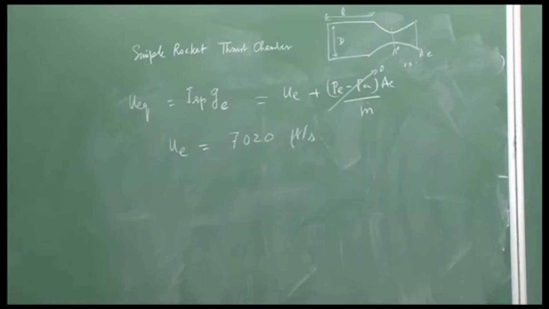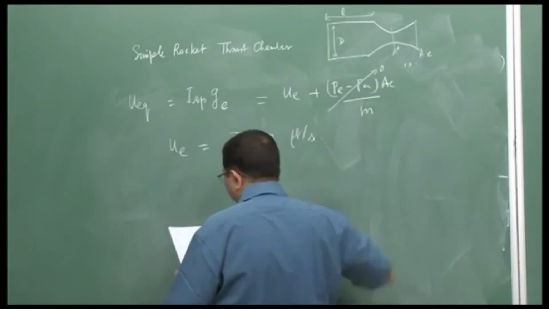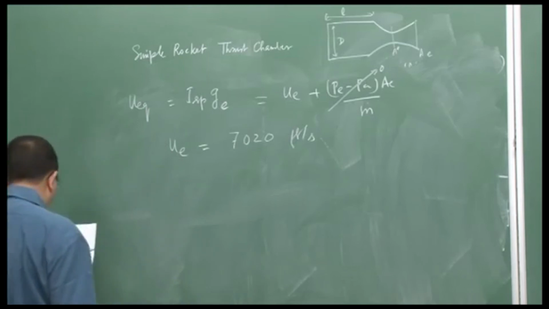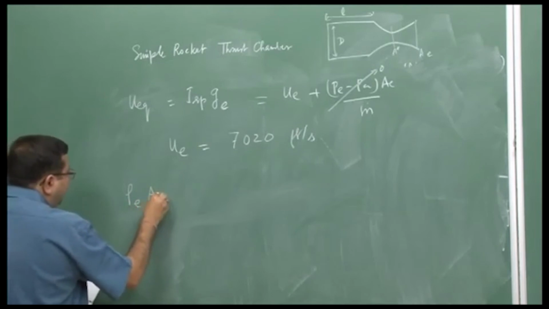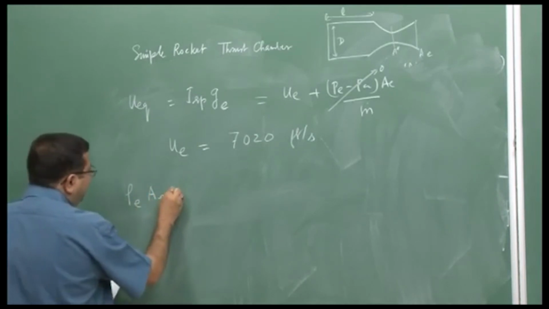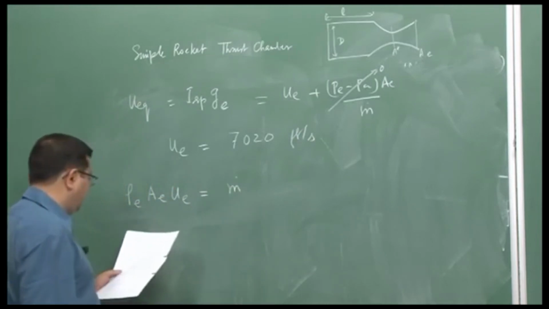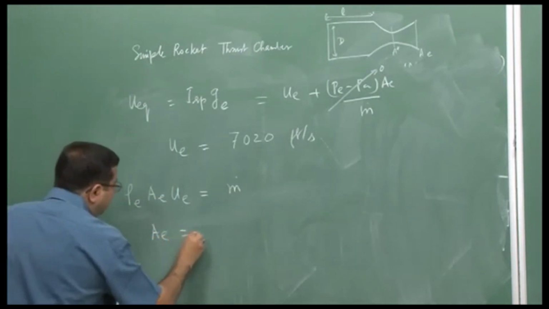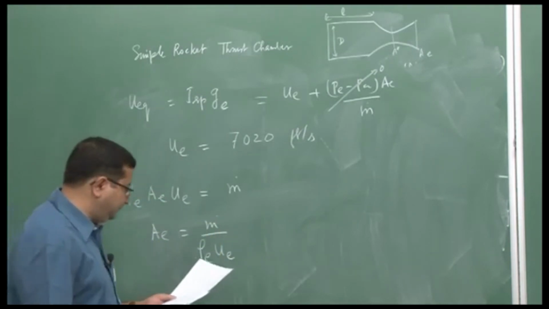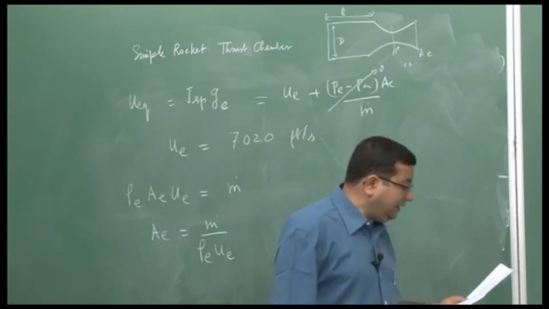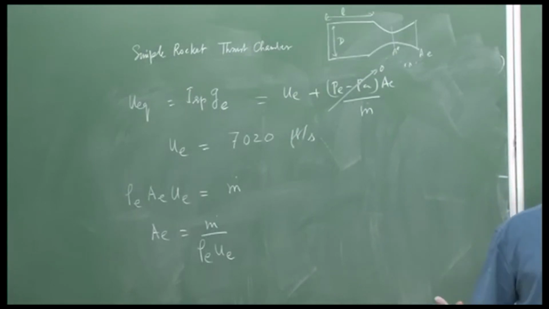Okay. Once I have this value, next we need to calculate the exit area. For the exit area, what I will do is I will use the continuity equation. So, from the continuity equation, exit density times exit area times exit velocity is m dot, the total mass flow rate. Therefore, the exit area is m dot upon rho e ue.